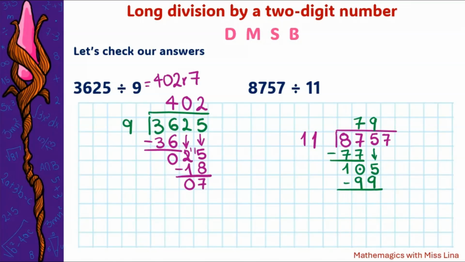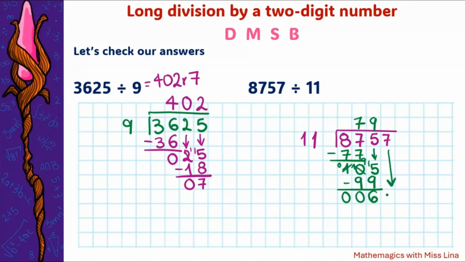Minus 5 minus 9, we cannot do it. We need to borrow. This one doesn't have anything. We need to borrow from the next one. So this is 10. This becomes a 9. 15. 15 minus 9 is 6. 9 minus 9 is 0. And we bring down the 0.